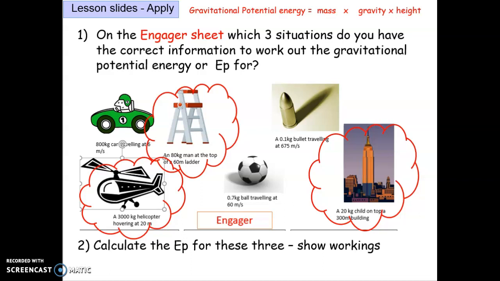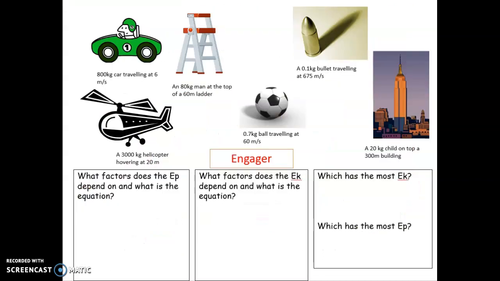Okay, so there are some other questions here. What factors does the EP depend on and what is the equation? That's just recall, write it back down. We can't do this bit here because this refers to another equation that we're going to meet next lesson. EK stands for kinetic energy. But you can answer this one: which one has the most potential energy?